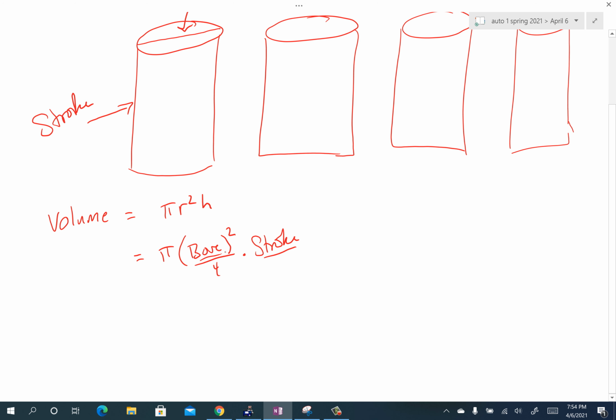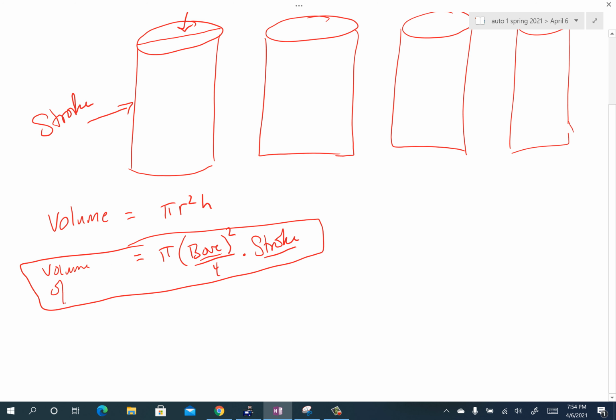We use that terminology, not a radius. And since the bore, which is the diameter, is twice as big as the radius, when you square it, it'll be 4 times bigger, so you divide by 4. This is the formula that we're going to use in the shop. This is for one cylinder, the volume of one cylinder.